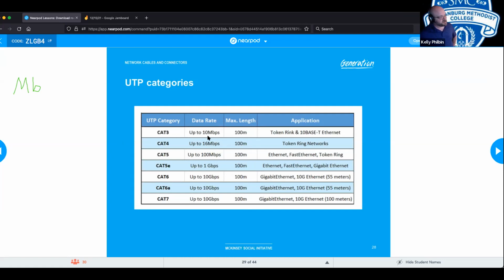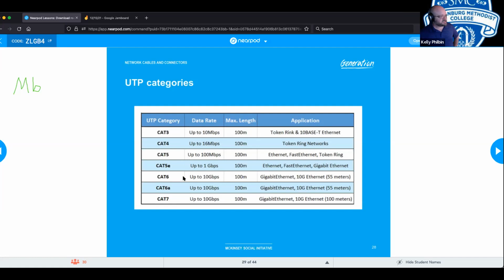Then your speeds vary too. Cat 3, 10 megabits per second. And then it quickly jumps up to 16, then 100, big leap to Cat 5. That was such a big deal in the industry when we went to Cat 5. And then Cat 5 to Cat 5e. That's a 10x jump. It can run up now to 1 gigabit per second.